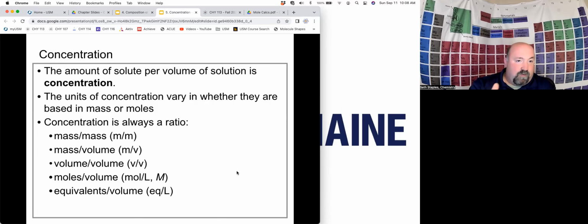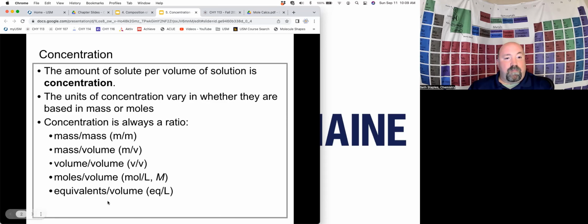As mentioned, the amount of solute per volume is known as our concentration. The units of concentration will quite often vary. They might be based on the mass of some of the substances, might be based on number of moles. It depends sometimes on what discipline you're talking about. Biologists tend to use certain units, chemists tend to use certain units, so forth. Doctors and the pharmaceutical field tend to use other units. But it's always that same basic idea of how much of that solute is dissolved per unit volume of the whole solution. So concentration is always a ratio.